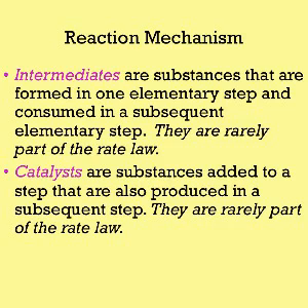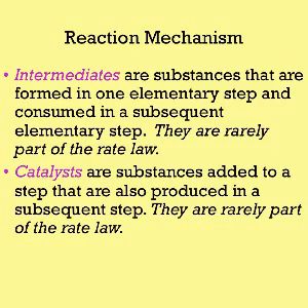Intermediates are substances that are formed in one elementary step, meaning they're products in one elementary step, and then they're consumed in a subsequent elementary step. And what that means is they're used as reactants in a following elementary step. Rarely do we have intermediates part of a rate law. It can happen, but only if the rate determining step is first.